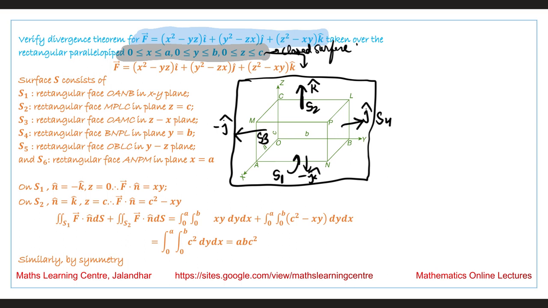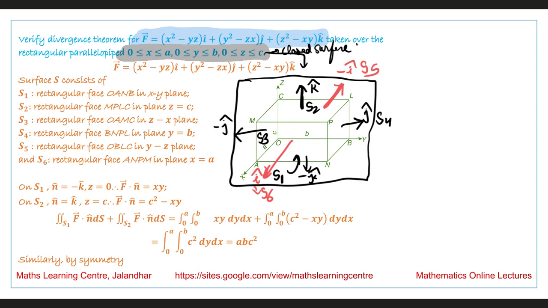Then we have the plane over here, the yz plane. The normal vector will be minus i cap. This is the plane S5, and this front plane has normal i cap, and we are saying it is S6.